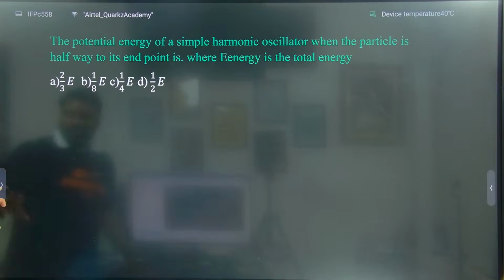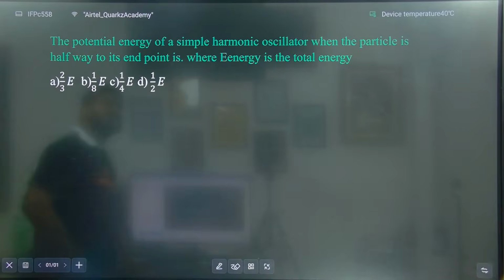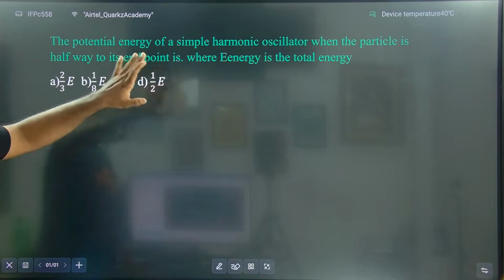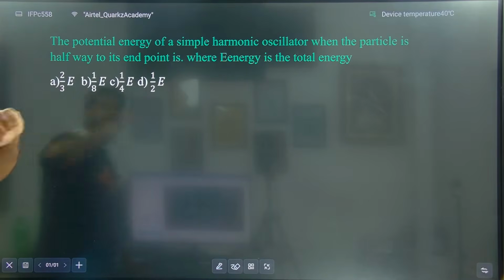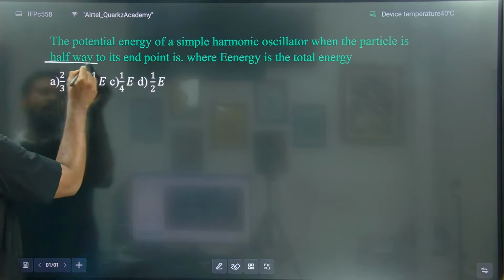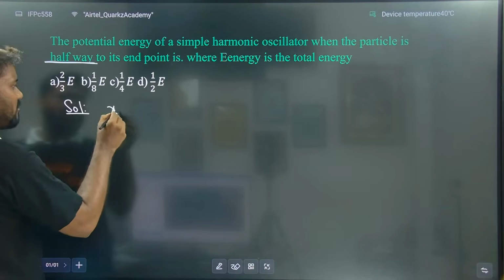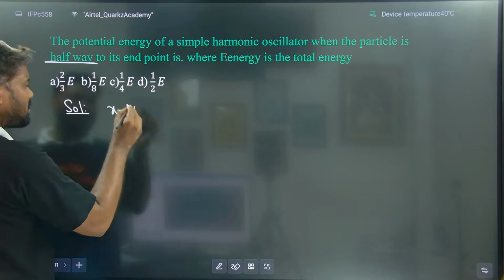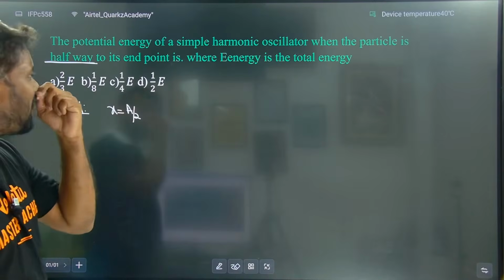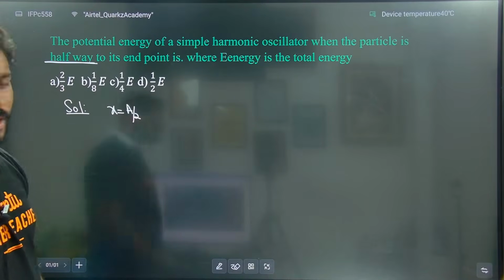Yes. The potential energy of the simple harmonic oscillator when the particle is half of the way to its end point is what they are asking, right? Potential energy of simple harmonic motion when the particle is at half of the way, அப்படினா displacement னு சொல்லிட்டாங்க. So x is equal to what? a by 2 னு சொல்லிட்டாங்க. x is equal to a by 2.